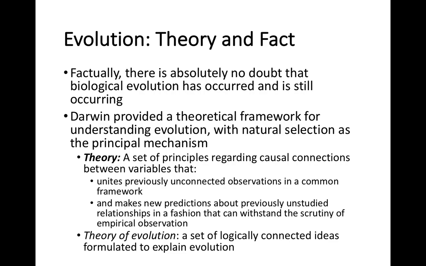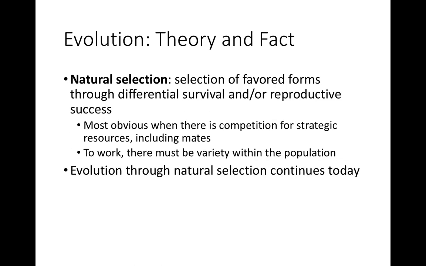Absolutely. So the theory of evolution is a set of logically connected ideas that are formulated to explain evolution. Natural selection as a mechanism is defined as the selection of favored forms through differential survival and/or differential success. This is most obvious when we have competition for strategic resources. This can be food, water, breeding territories, or mates. To work, there has to be variety within the population. So there are three criteria that have to be met.